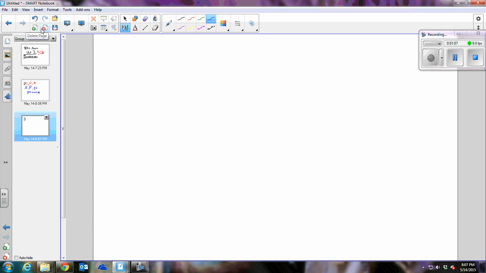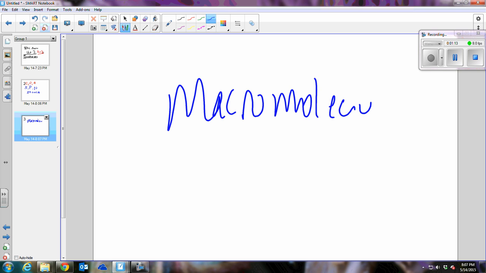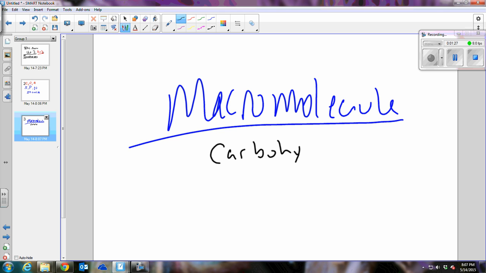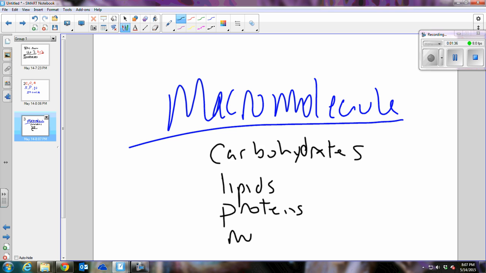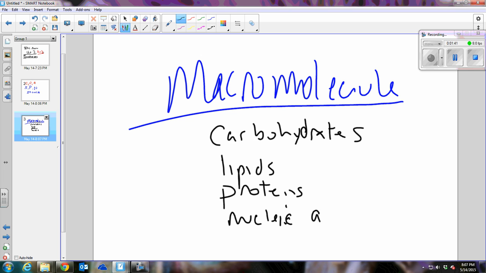Now, what is a macromolecule? Well, macro means large, so these are larger molecules, at least larger than water, and some of them are smaller, some of them are very, very big. There are 4 classes of macromolecules in living things. There are carbohydrates, lipids, proteins, and nucleic acids.